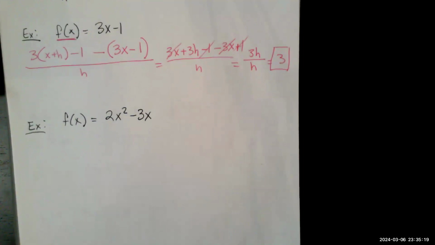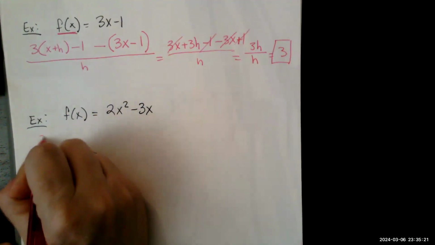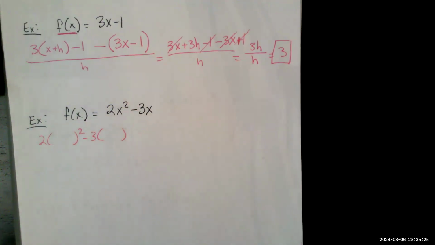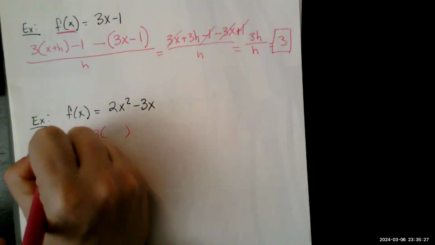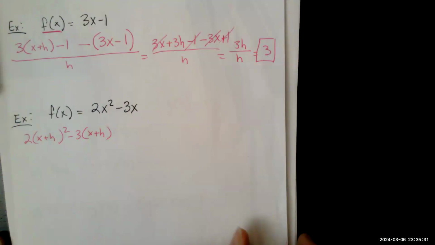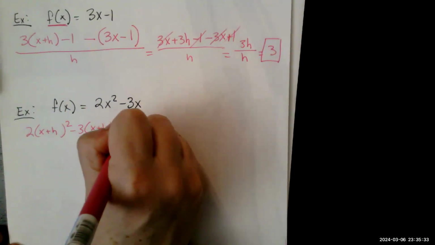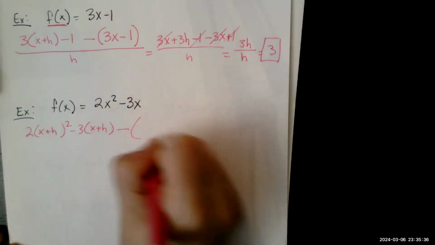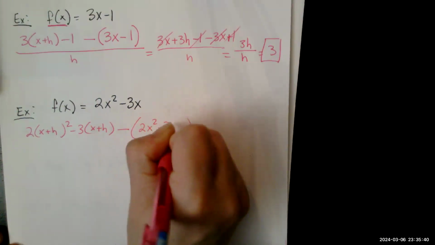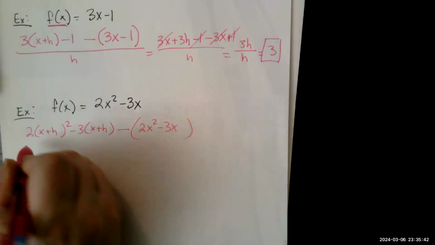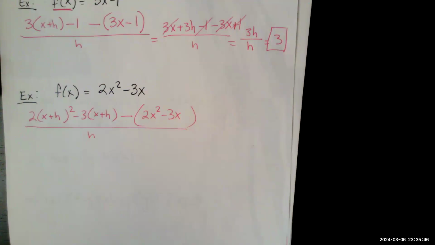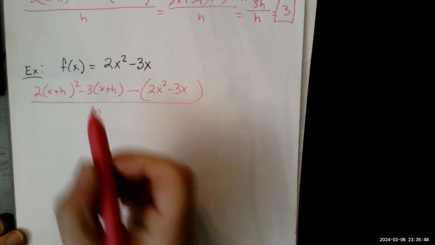So let's try one more that's a little more complicated. First step, wherever the x's are, put x plus h. And then now I'm going to subtract the original function, but I'm going to put it in a big parenthesis so I don't hopefully forget to distribute, and put that all over h. Now let me make this look nicer.